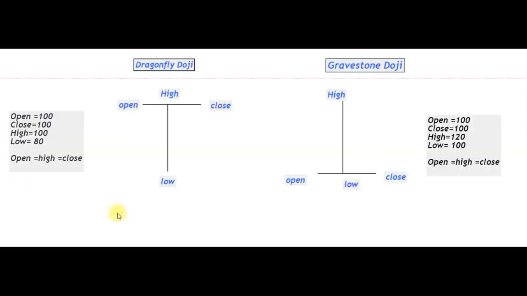This is the dragonfly doji and it looks like a T. This is the open price, high, close and low. So this dragonfly doji is considered as a bullish candlestick pattern. Say for example, if the price opened at 100 and made a low of 80 rupees and high and close is almost near to 100.